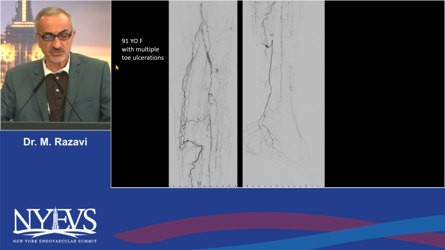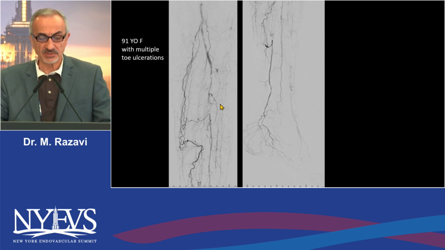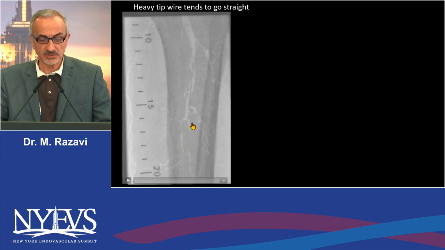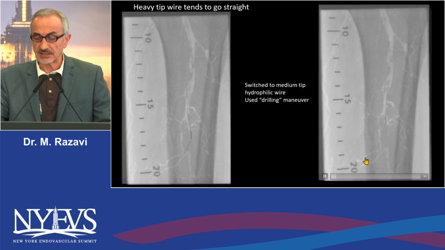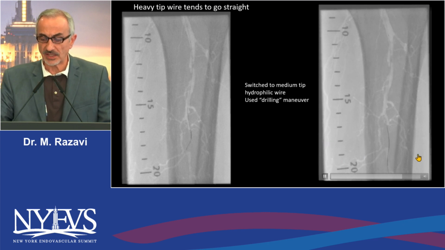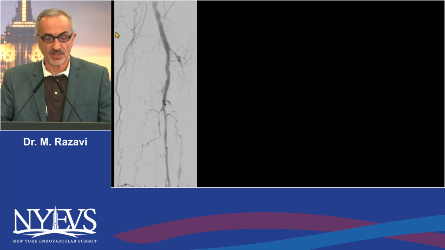In this case, as you can see, it's a 91-year-old with multiple toe ulcerations, multiple lesions. Here it is at peroneal occlusion, and then our target is obviously anterior tibial in this case. Trying to get through that occlusion, we had to take a different strategy, going from a heavy tip wire and then switching back. The problem with heavy tip wires is they tend to go in one direction. As you can see, we came down here. At this point, we switched the wire and switched the technique from a heavy tip into a less heavy tip wire, and then crossed easily, as you just saw.